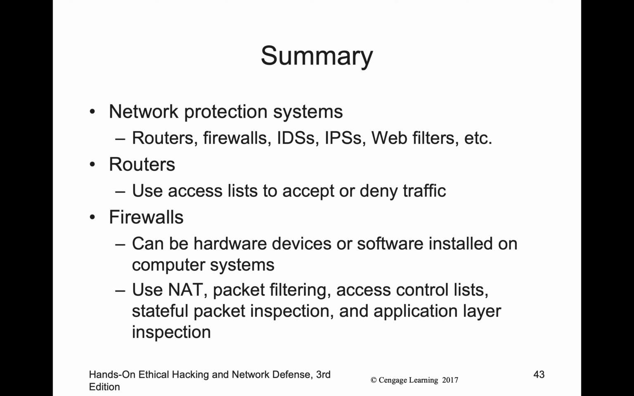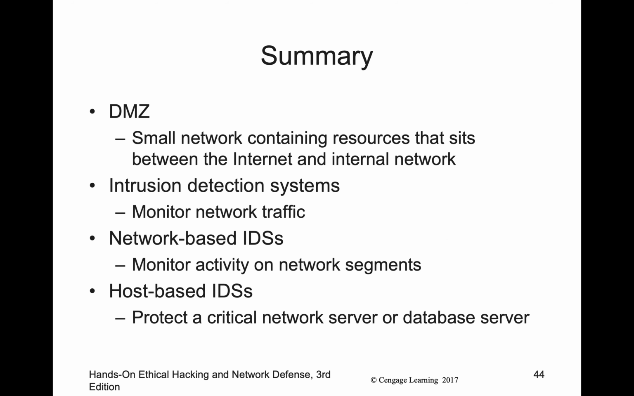Summary. Network protection systems include routers, firewalls, IDSs, IPSs, web filters, etc. Routers use access lists to accept or deny traffic. Firewalls can be hardware devices or software installed on computer systems. They use NAT, packet filtering, access control lists, stateful packet inspection, and application layer inspection. DMZ. A DMZ is a small network containing resources that sits between the internet and internal network.